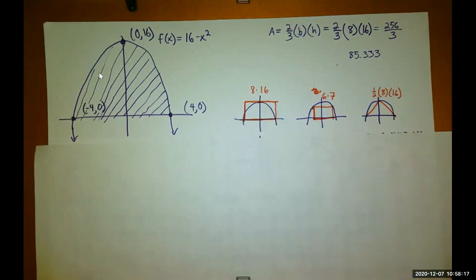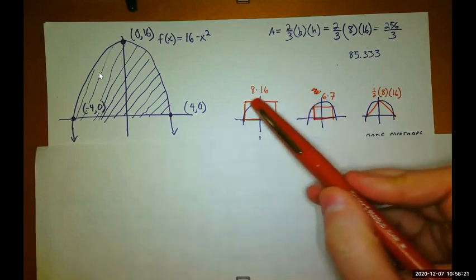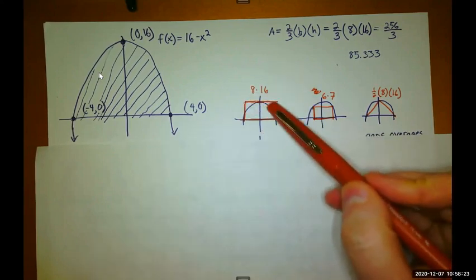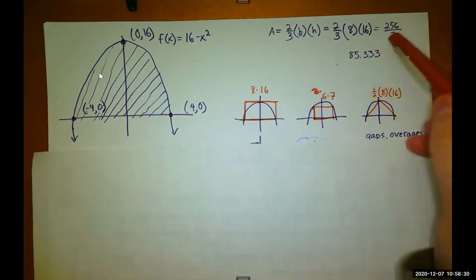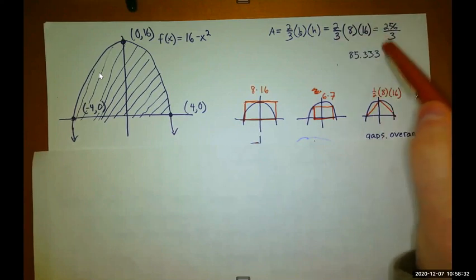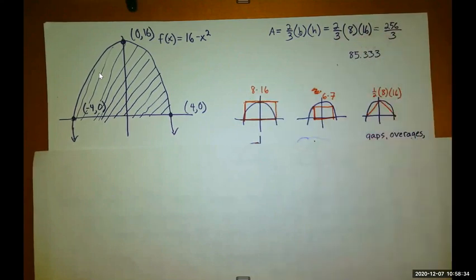Now I looked at that and I said, well, I know that's not going to be the area, right? It's going to have all this extra stuff. It's going to have that extra stuff there. So it's definitely going to be too large. And we know, if you believe me that this formula is correct, of course, that 8 times 16 is definitely going to be too big.